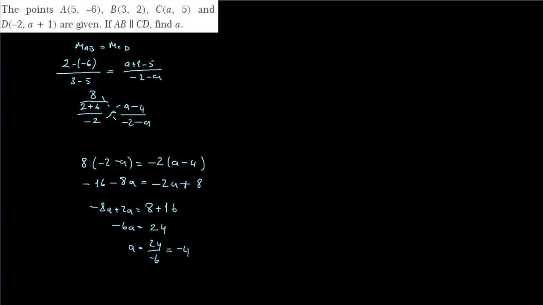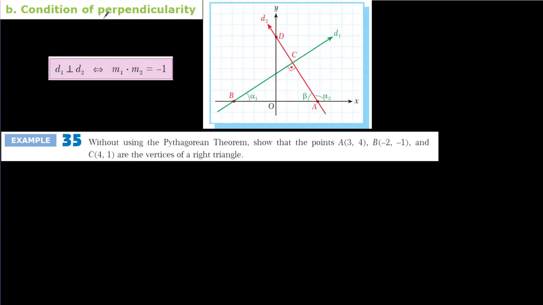Okay, now we are going to continue with the condition of perpendicularity. And here it is written: if two lines are perpendicular, the product of their slopes should be equal to minus 1.